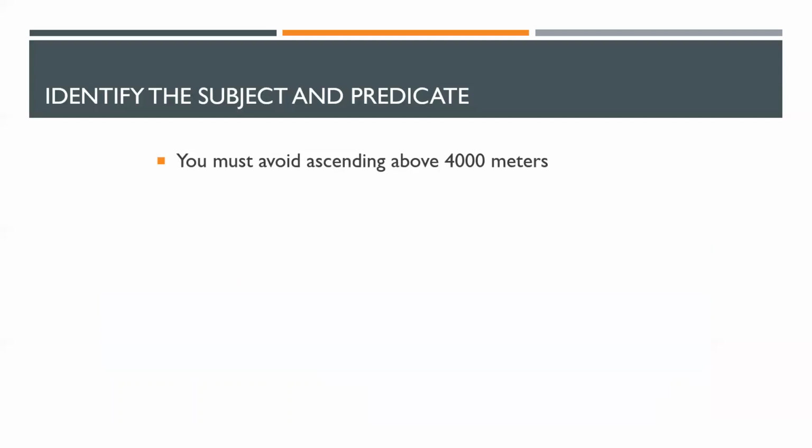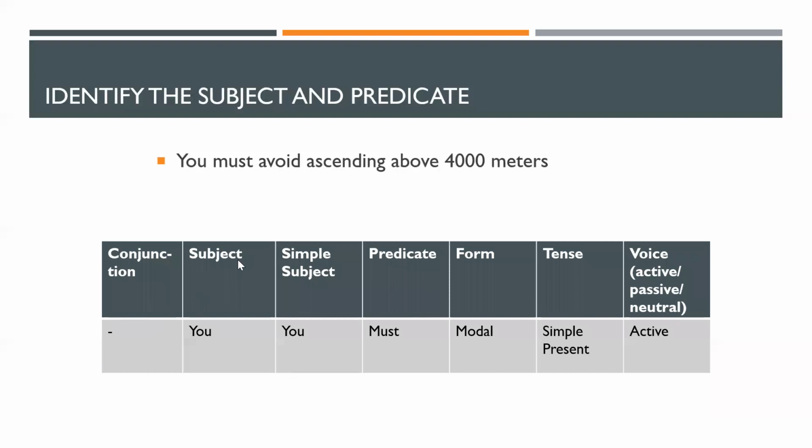The next one is: you must avoid ascending above 4,000 meters. So we have the subject you, and the simple subject is also you. The predicate is must avoid. So you have the form modal plus verb 1, because you have the modal in the form of must, in the form of verb 1, so it will be simple present and also active.